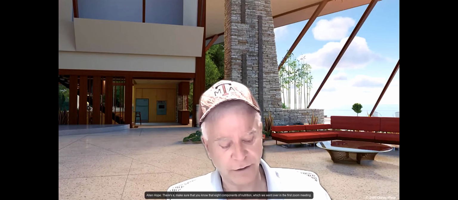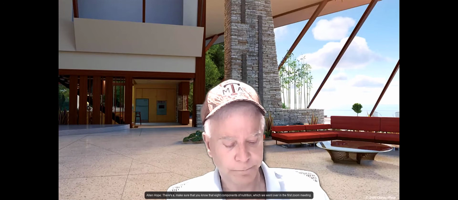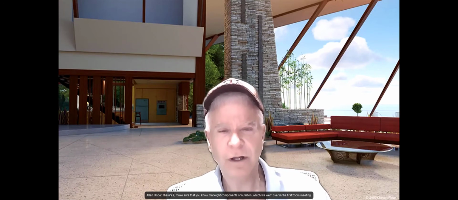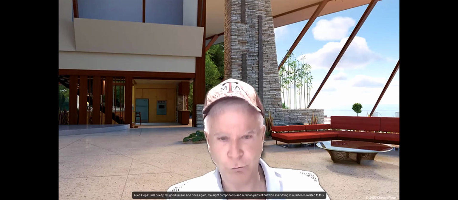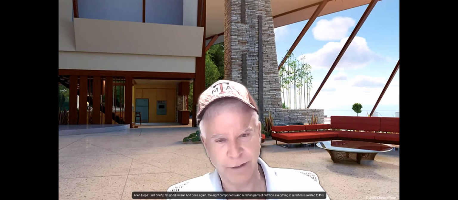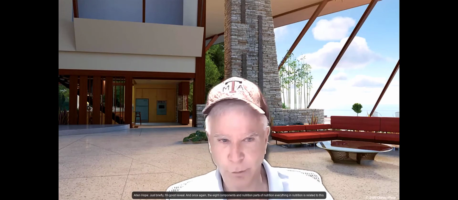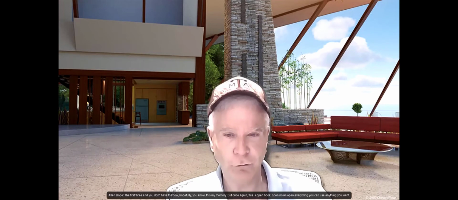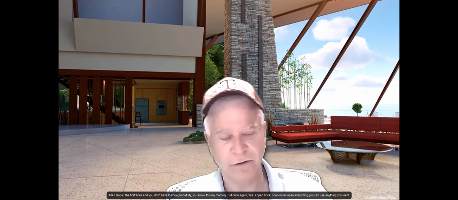Now, on the first test, I was actually looking at it a little bit. Make sure that you know the 8 components of nutrition, which we went over in the first Zoom meeting. Just briefly, I'm going to review them once again. The 8 components, or parts, of nutrition. Everything in nutrition is related to this.